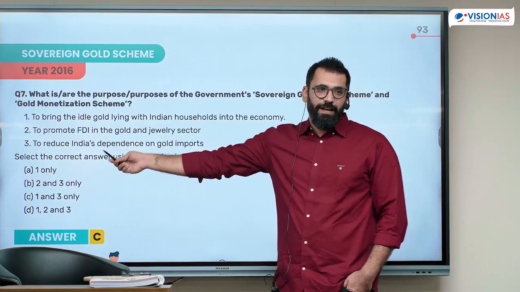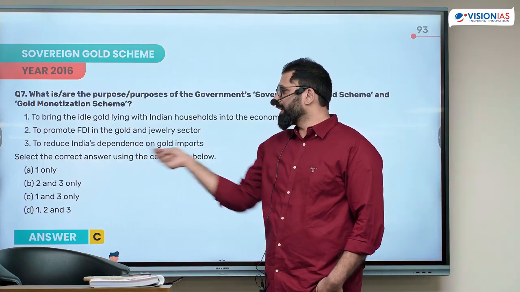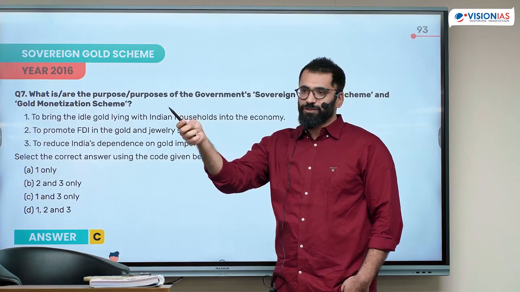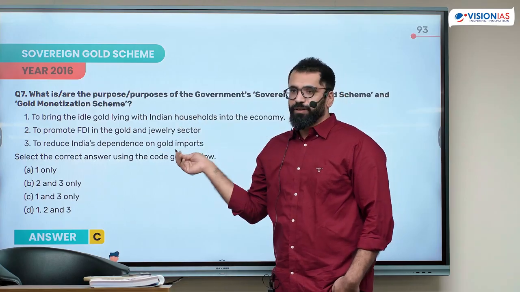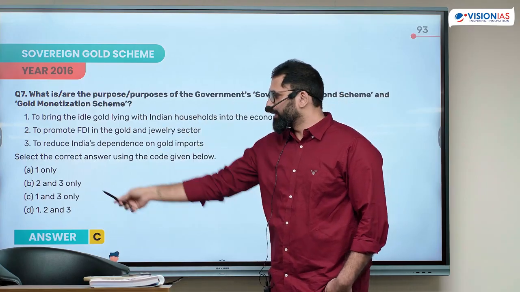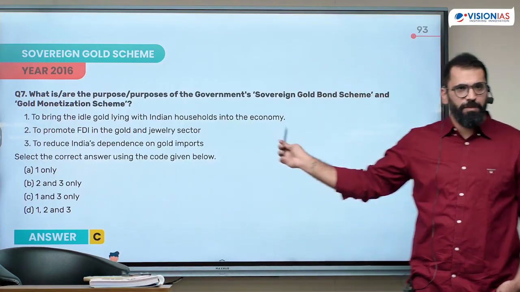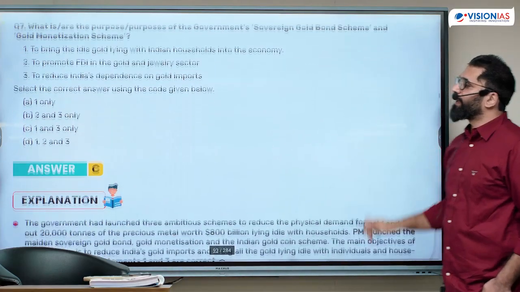Is it related to FDI? Reduce India's dependence on gold imports. So if you're not buying the actual gold but buying paper gold, you will reduce the gold import. Answer is 1 and 3, C. So for any government expenditure or new scheme being announced, you need to know the features.